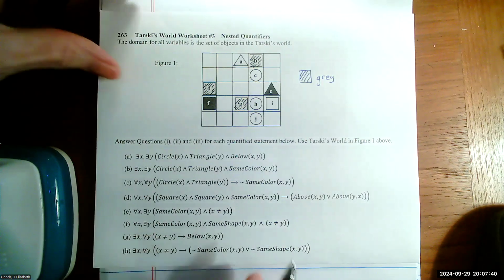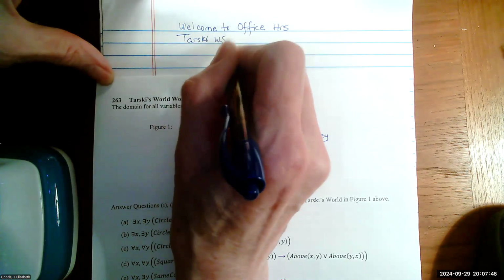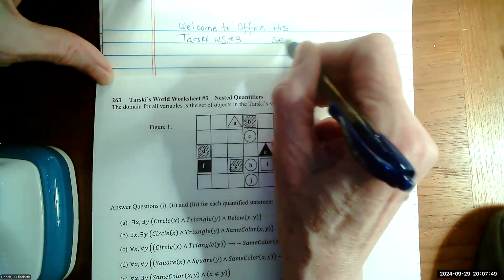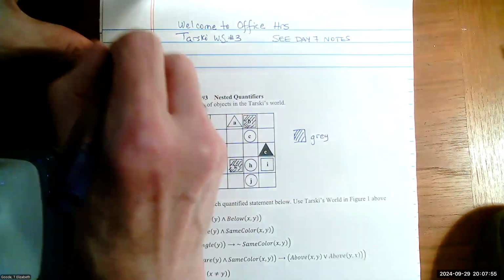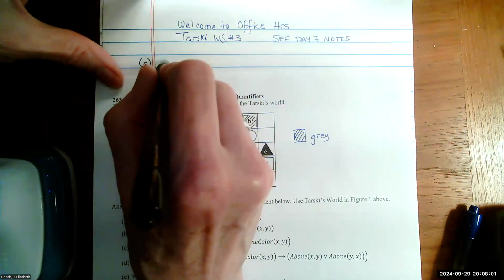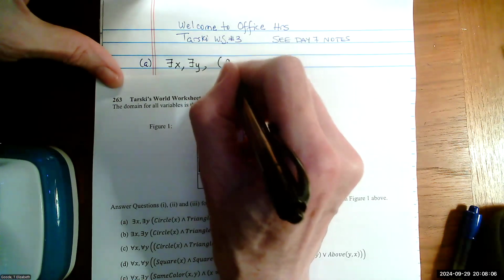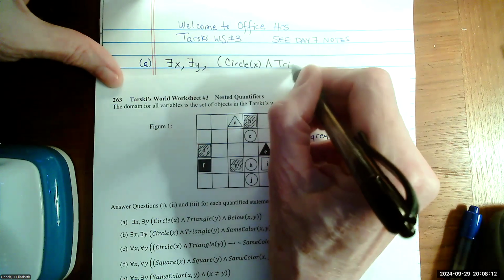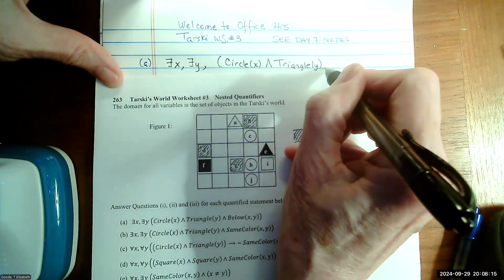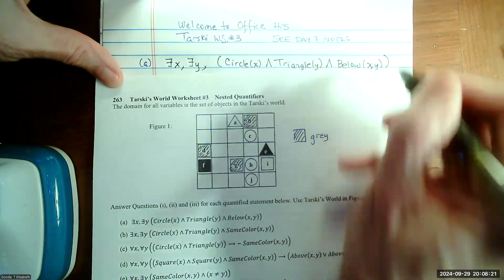Yep. All right, so the first Tarski Worksheet 3, see day 7 notes. The first question, A, says, okay, the original question is: there exists an X and there exists a Y such that circle X and triangle Y and below XY. Let's just make sure we all understand what that even means, okay?